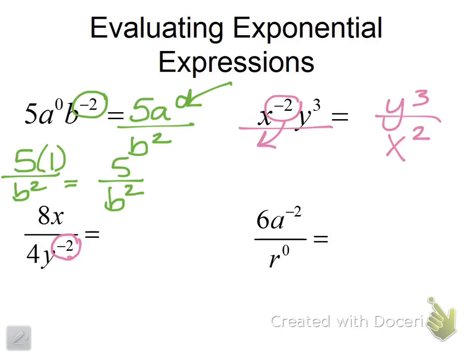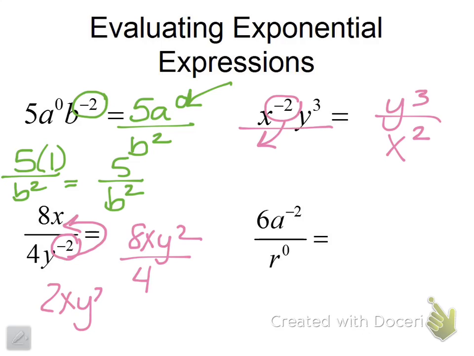This one we need to move up top. So we're going to get 8x y squared over 4. Well, 8 over 4 can reduce to 2x y squared.